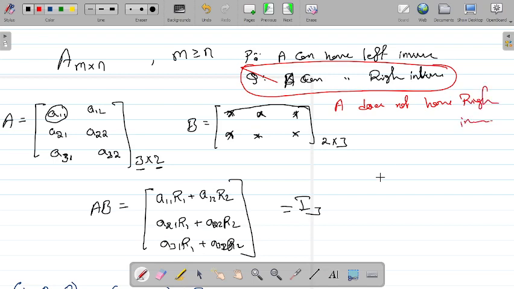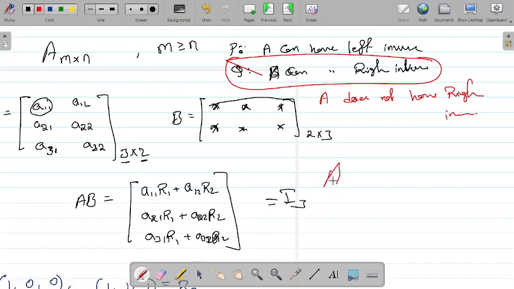Okay, so when it comes to the left inverse, m less than or equal to n. If A is a matrix of size m by n, and you know that m is less than or equal to n, then you can talk about the left inverse. When it is a square matrix, both the left inverse and right inverse exist.